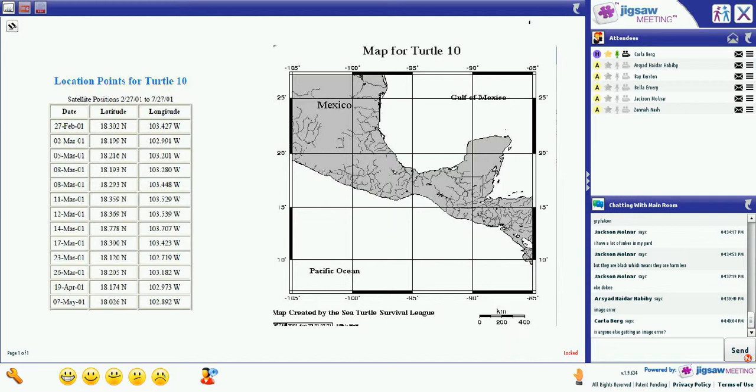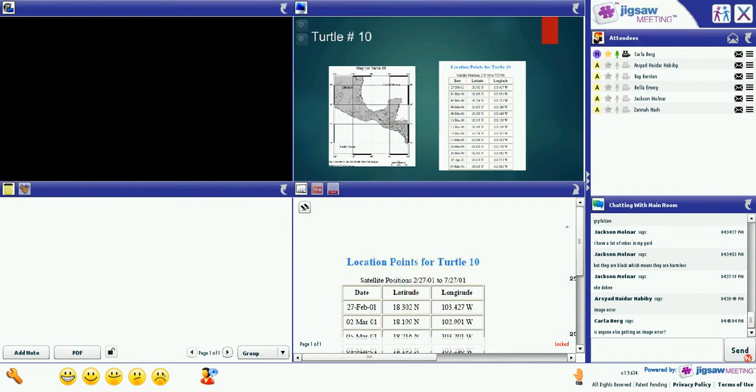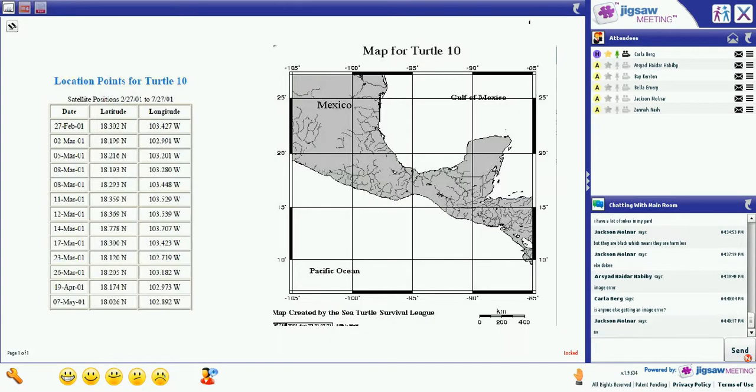Is anyone else seeing an error? All right, if no one else is seeing an error, then Arshad, I would go ahead and log out and log back in. That usually tends to solve the problem.